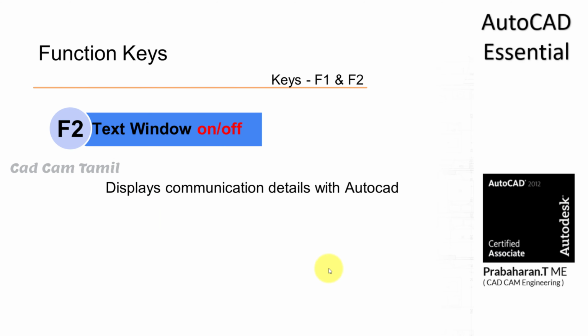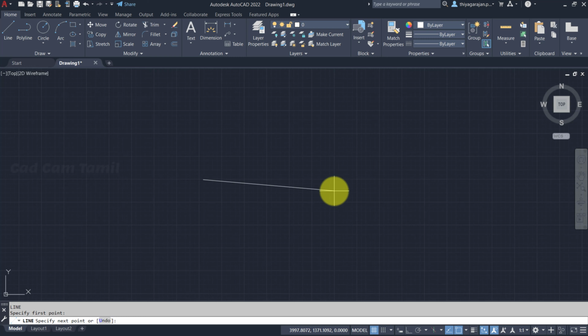Next function key is the text window. F2 is the button to switch the text window on as well as off. It will display the communication, whatever we did with the AutoCAD program from the starting of the file to the present.